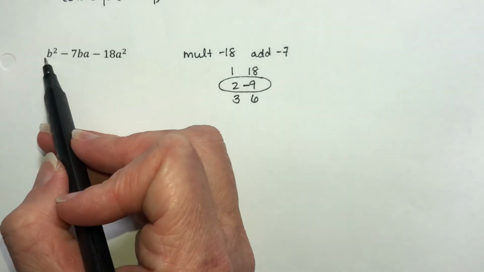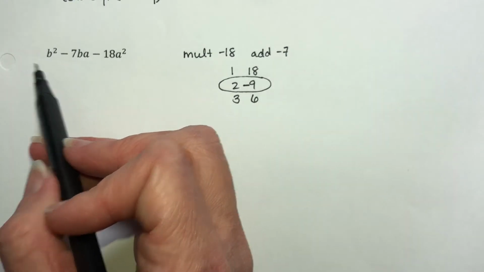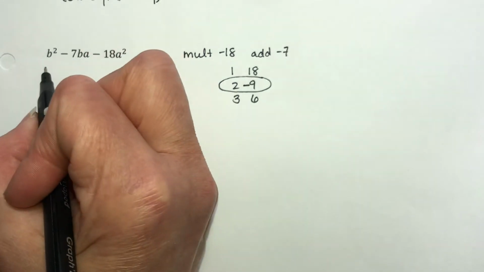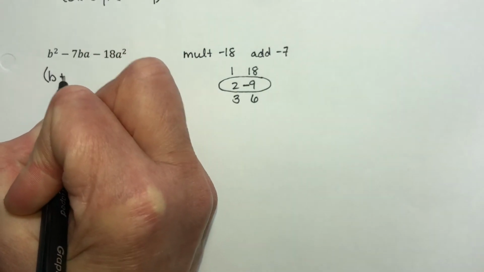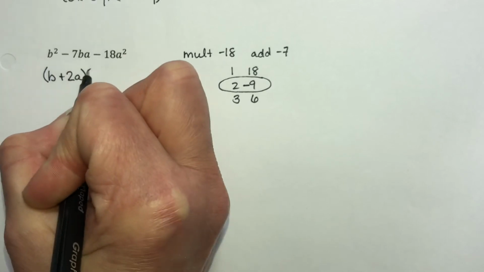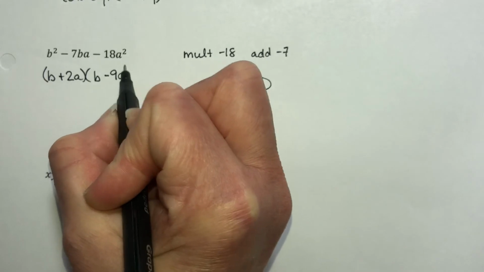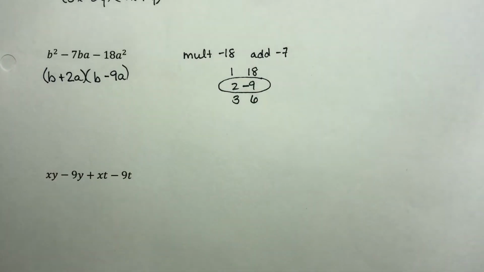Since this is the easier case, I can go directly to my answer, but I do have to remember to take care of this a at the end. So I write b plus 2a times b minus 9a. Just remember to put that a in the end and you should be good.